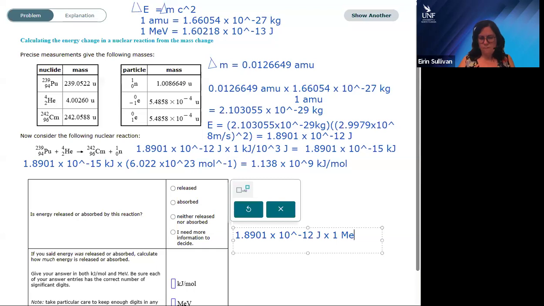I always think they sound cool. Mega electron volts, like it's trying to impress someone here.